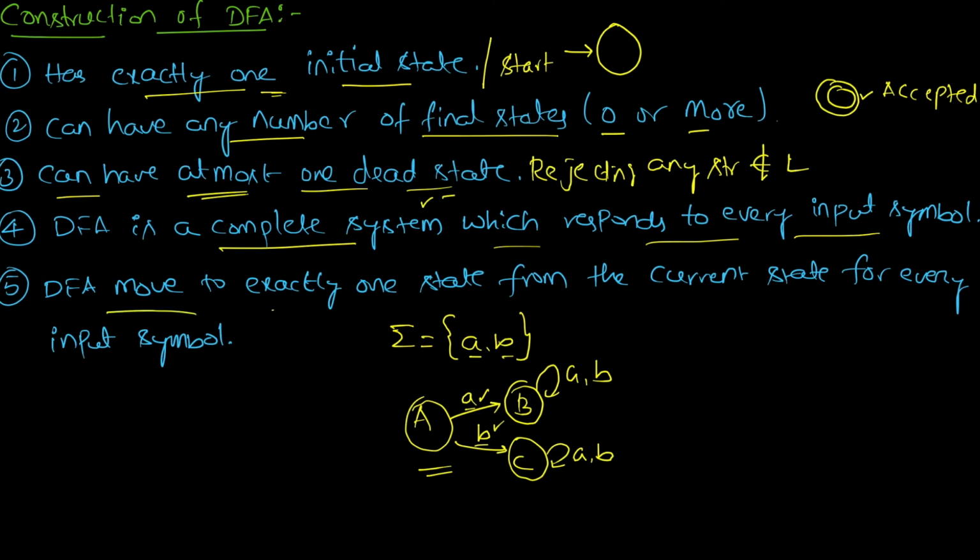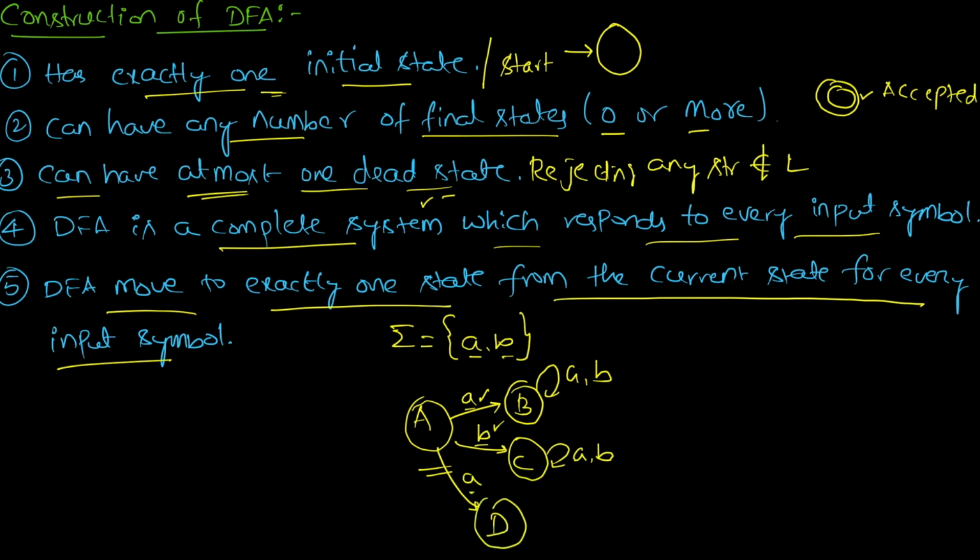A DFA can move to exactly one state from the current state for every input symbol. This tells that from every state we can have exactly one transition over an input symbol. We can't have one more transition over symbol A to some other state, because we already had a transition over A from state A. So this is not allowed. Let's look at some examples to understand this better.